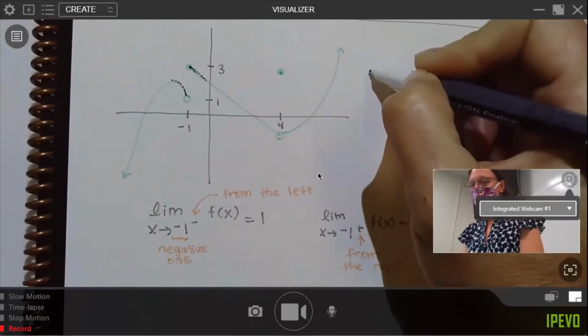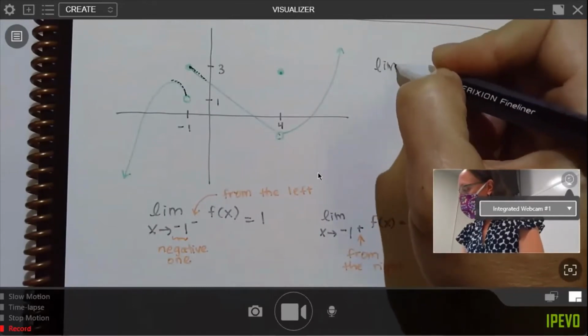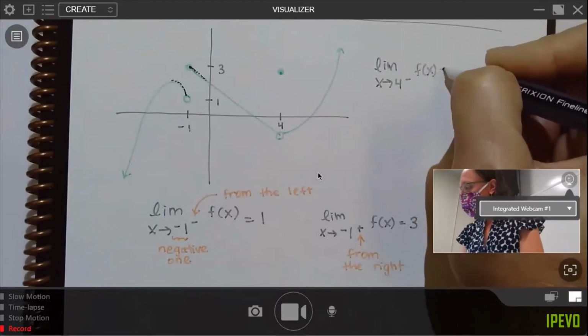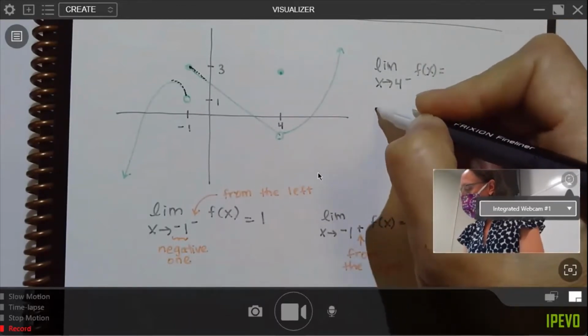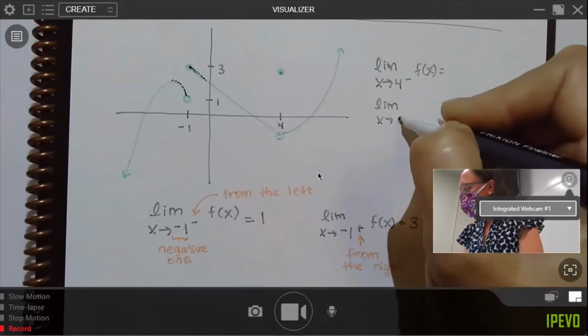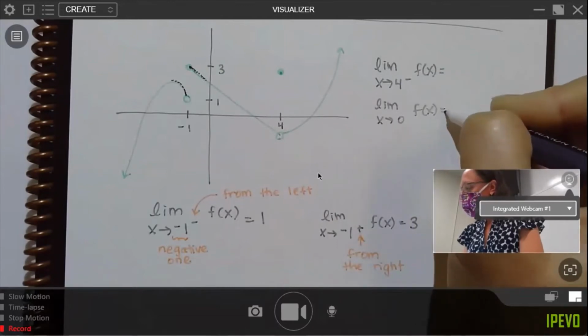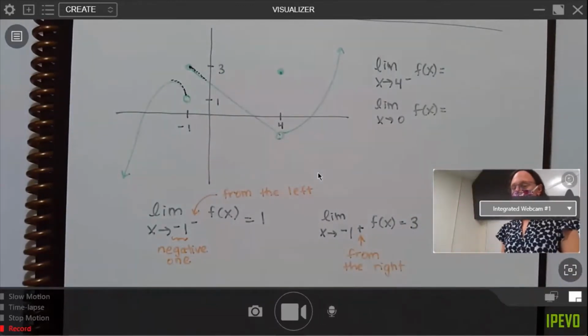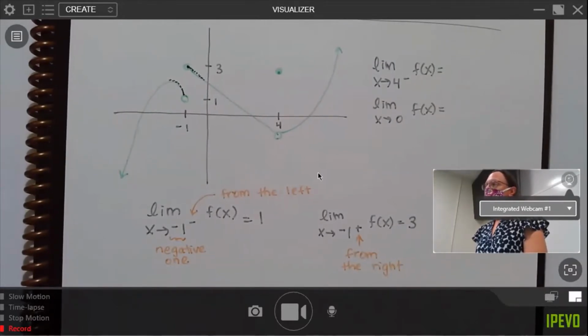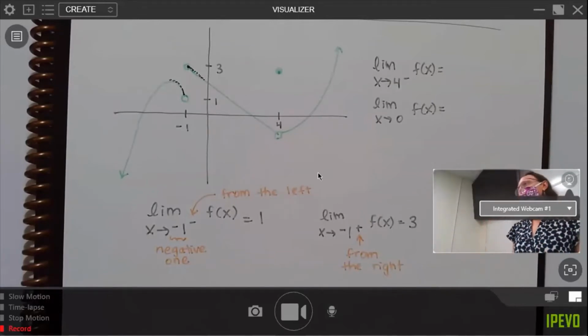So looking at my lovely graph here, I'm gonna have you do a couple of limits on your own on your paper. Let's take the limit as x approaches 4 from the left and the limit as x approaches 0. I did not give us an equation for that function. I've only given us a graph, so we have to use the picture.